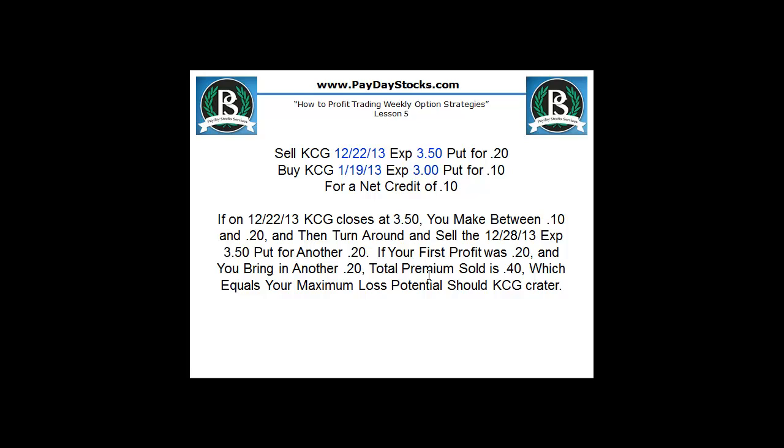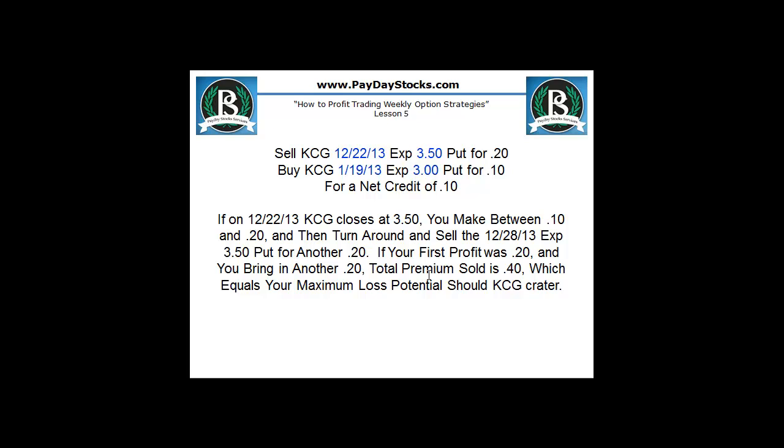Okay, so here's the concept. We sell the 12/22 expiration 350 put for 20. We sell the 12/28 expiration 350 put for 20. We sell the 1/4 expiration 350 put for 20, and we sell the 1/11 expiration 350 put for 20. So we bring in a total of 80 cents in premium, and then of course we've held on to this long $3 put from 10 cents, so that gives us a total net credit of 70 cents. And that's essentially the best you can hope for.